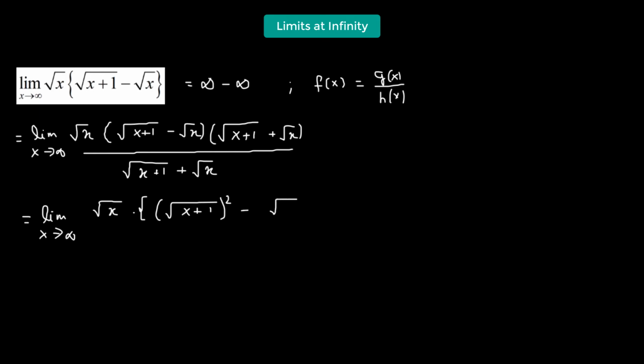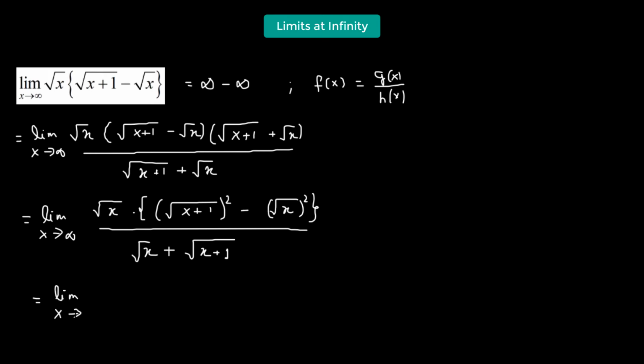So that will be (square root of x plus 1 whole squared minus square root of x whole squared) divided by (square root of x plus square root of x plus 1). So this will give us the limit as x goes to infinity. So we have square root of x. Now the square of the square root will get rid of the square root, so we'll have x plus 1 and minus x in the numerator, divided by square root of x plus square root of x plus 1.